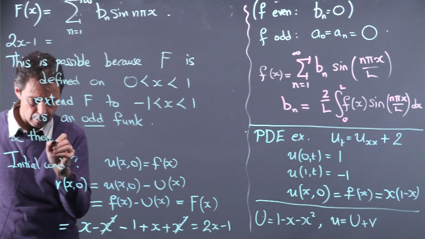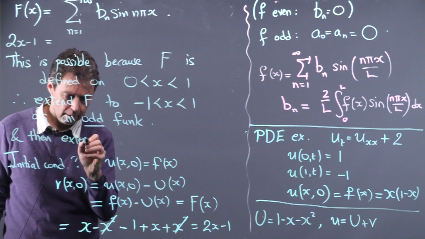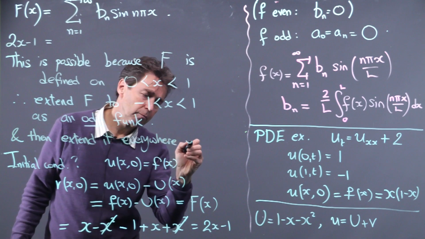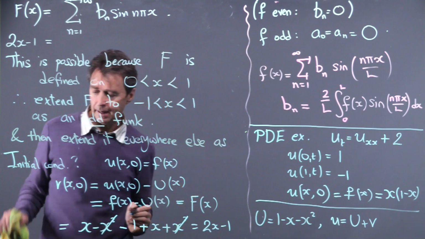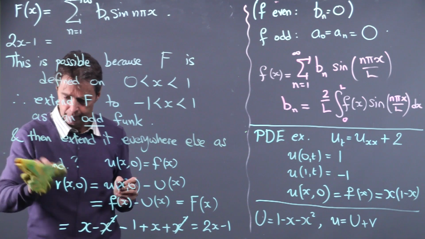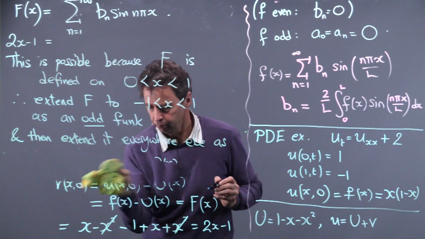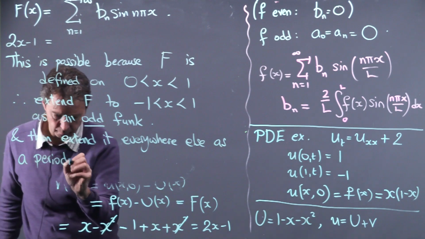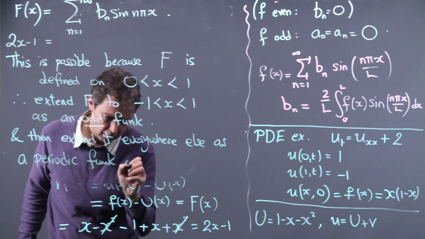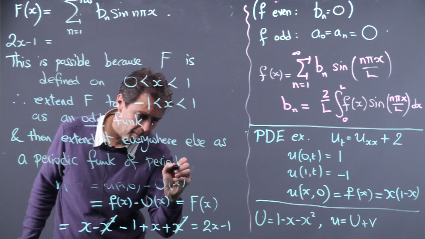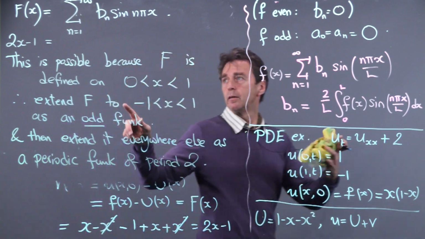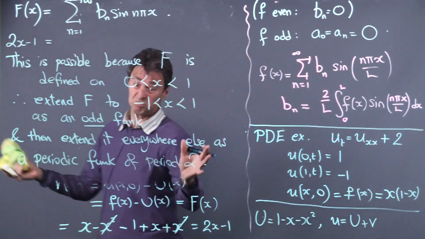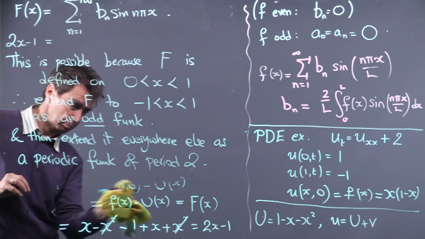And then extend it everywhere else as a periodic function of period 2. I'm dealing with L as 1, and this is for a 2L periodic function. So over here, it's really period 2.